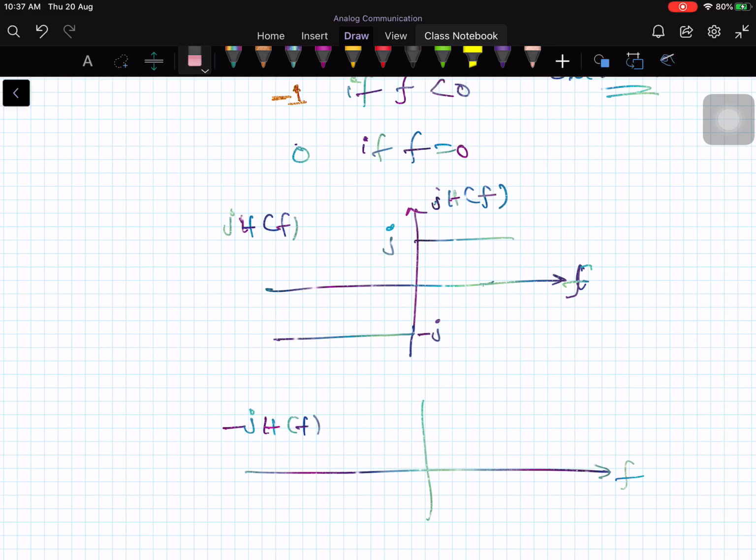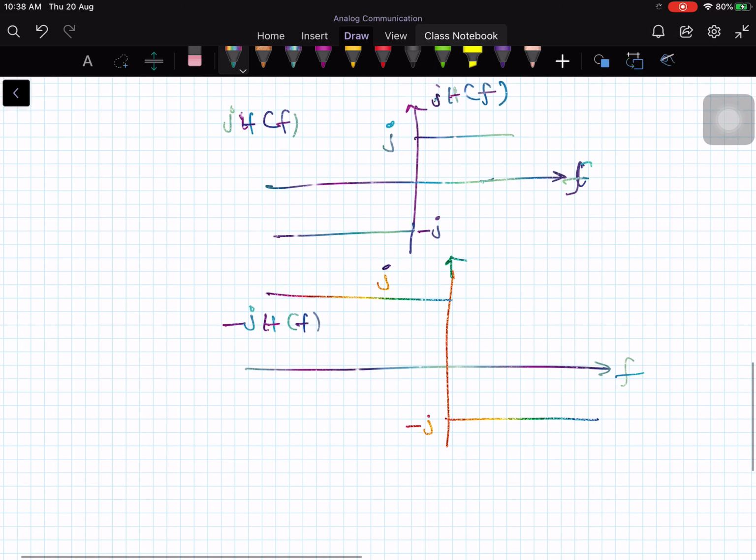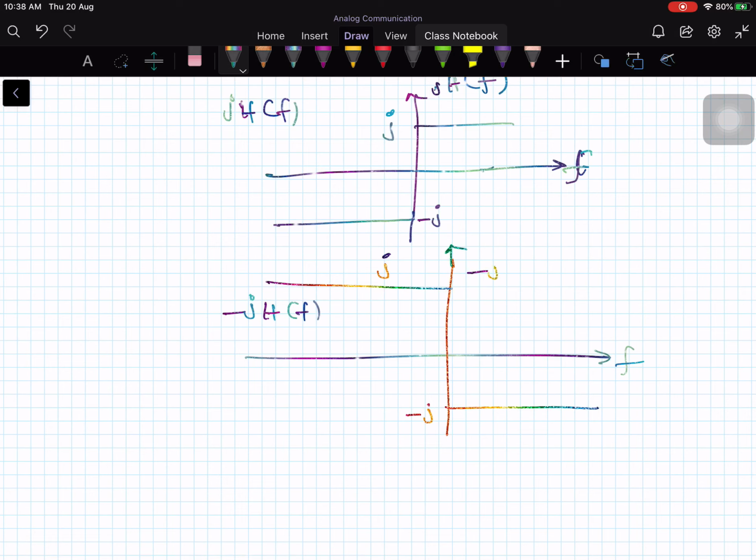And this becomes, on the positive side, minus, and on the negative side it becomes plus. So this is plus j and this is minus j. Okay, and this function is called minus j times signum of f. So this is the transfer function, h of f, equal to minus j times signum of f.